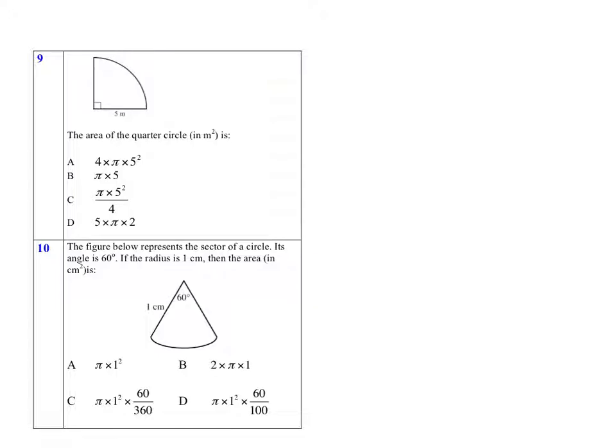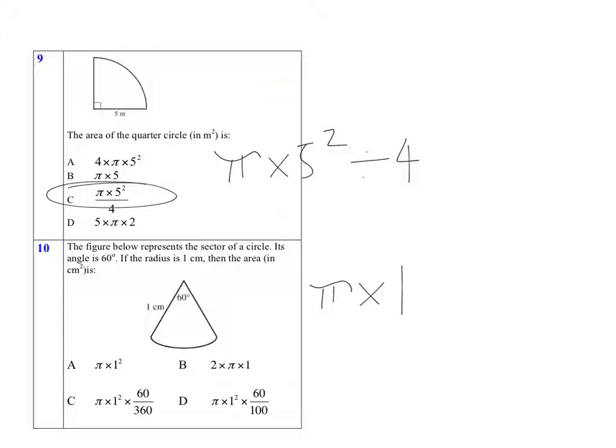Number 9, circle is pi times r squared, and we have a quarter of the circle, or divide by 4, which is the same as over 4. Now sector, we have pi times radius squared, and the radius is 1, but because we don't have the full circle, we have 60 degrees out of the full 360 degrees, which is C.